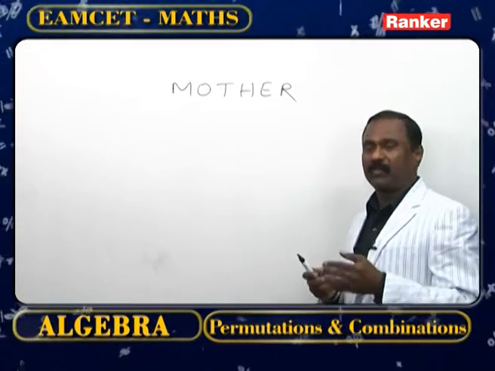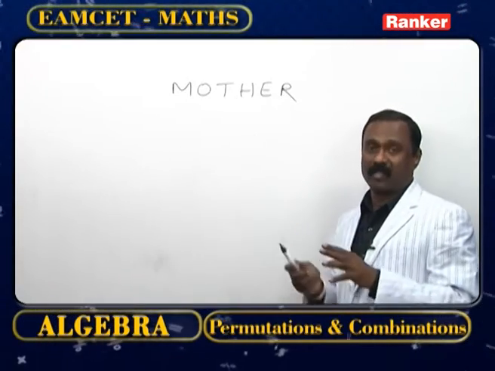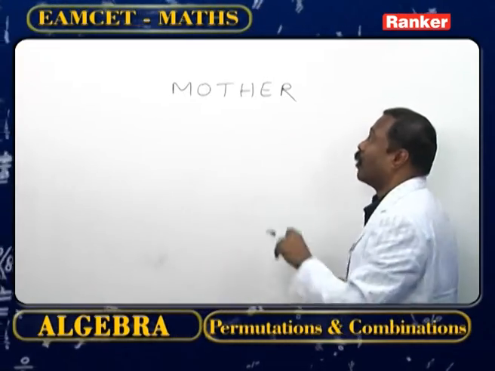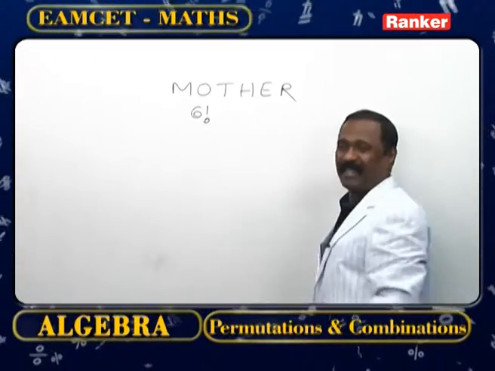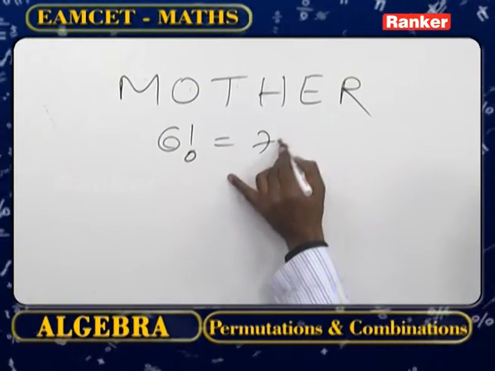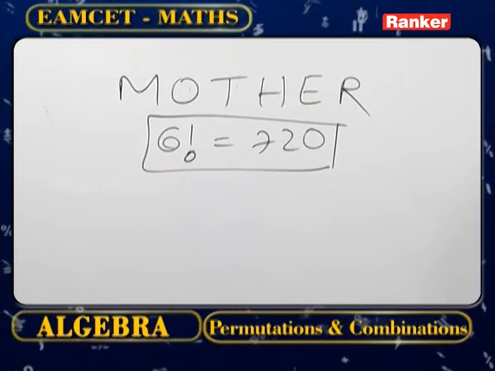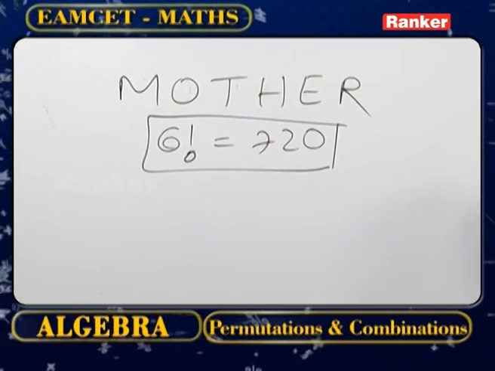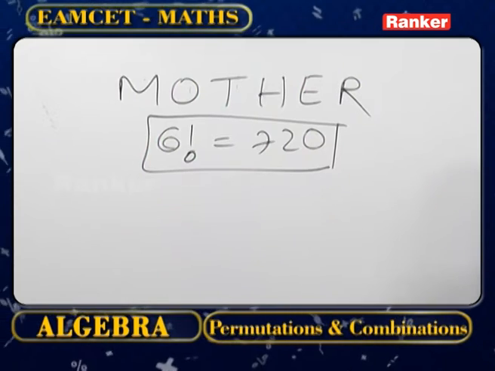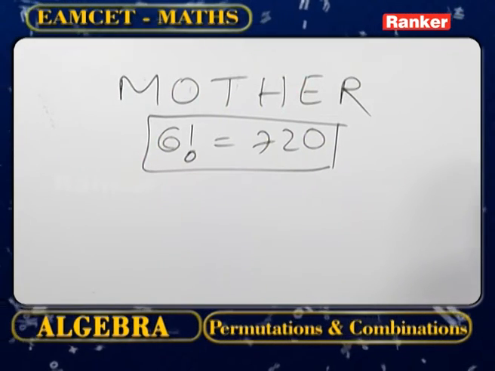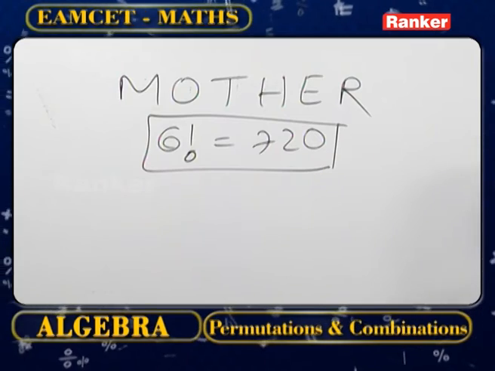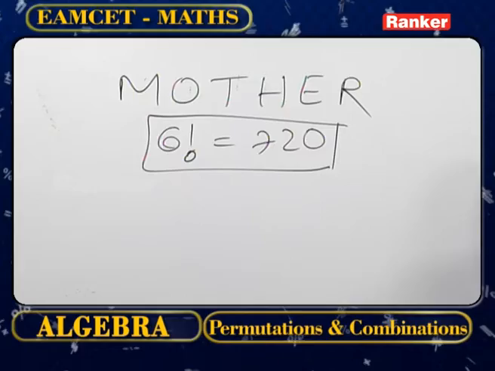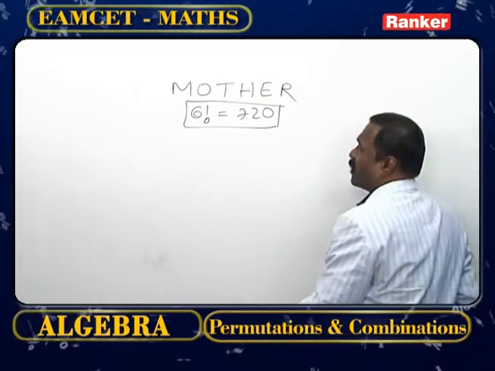But in this problem, only 6 alphabets are there, and these 6 alphabets are arranged differently. How many ways can they be arranged? In 6 factorial different ways, and 6 factorial is 720. That is, you will be getting 720 different arrangements. All these 720 different arrangements are arranged in the form of a dictionary. Then in such a dictionary, what should be the position of mother? Where does mother rank? That's what we need.